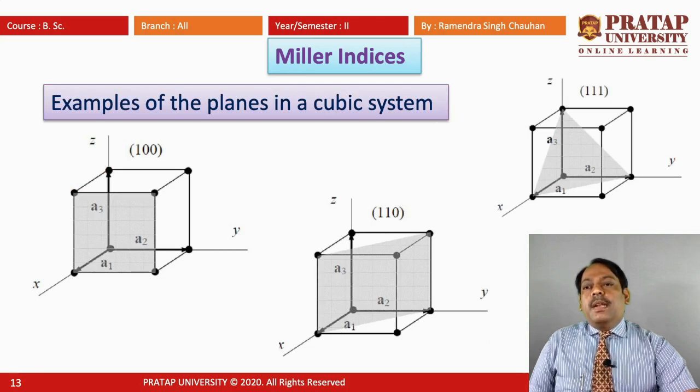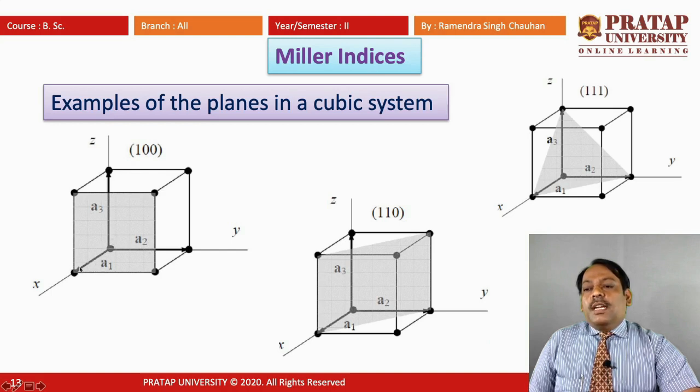So, here we will have some examples of crystal planes in the cubic system. Here we can see this is the 1, 0, 0 plane. What does that mean? 1, 0, 0 means the intercepts, in lattice constants, will be 1, infinity and infinity. It means this plane will be parallel to one axis.